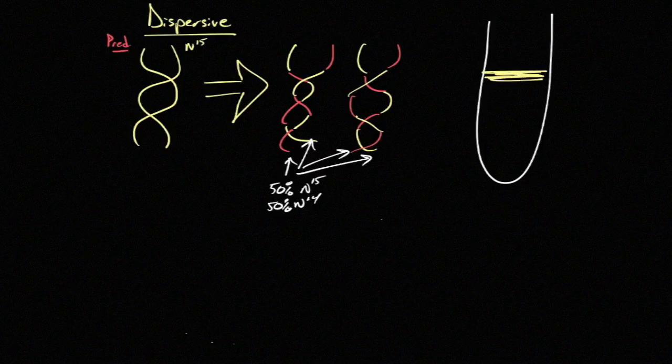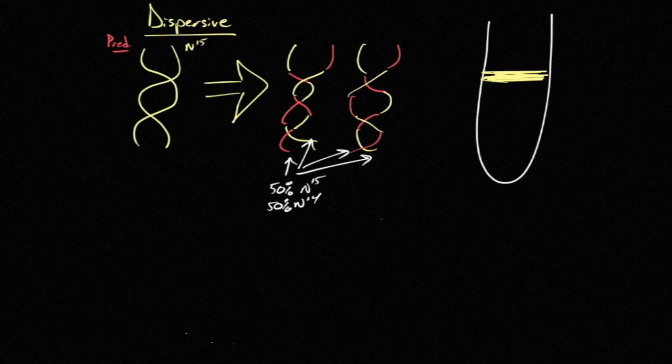So how do we tell? Since the band is actually in the middle, that's the result. When we test it, it actually is in the middle. Is it dispersive or is it semi-conservative? Well, wait a minute. It's the same thing. The dispersive and the semi-conservative models both predict that you'll have a band in the middle, and the result from the experiment is you have a band in the middle. So after one round of replication, you can't tell the difference.